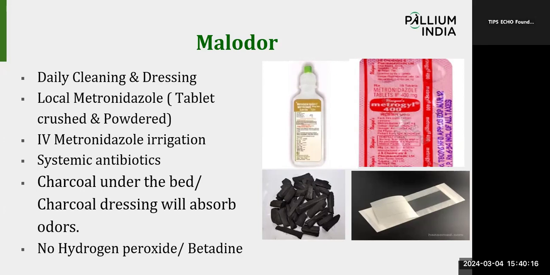Otherwise you can make a charcoal powder, take a dressing pad, apply one thin layer of Vaseline, put some charcoal powder on that, and place another dressing pad, and then cover the wound. Like a sandwich, in between there is a layer of charcoal, so that way we are able to control the bad smell. So here also, no hydrogen peroxide and betadine.